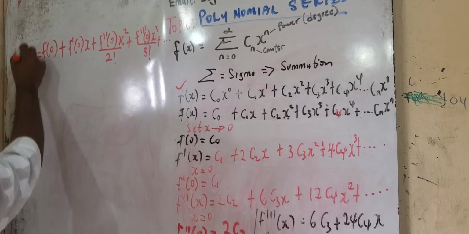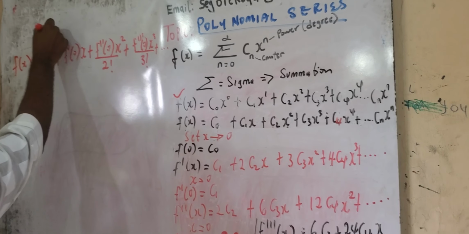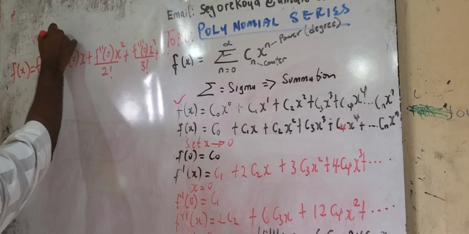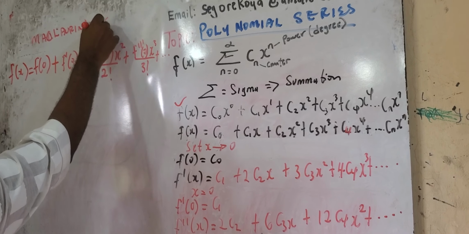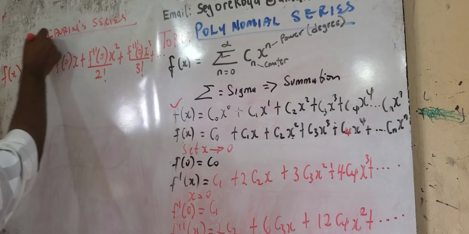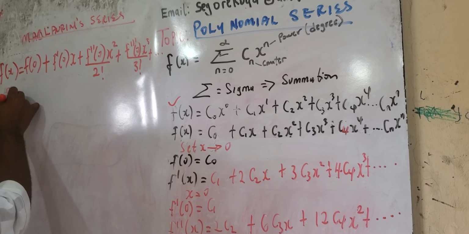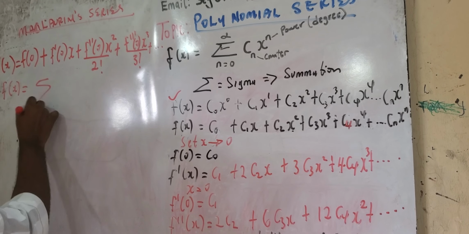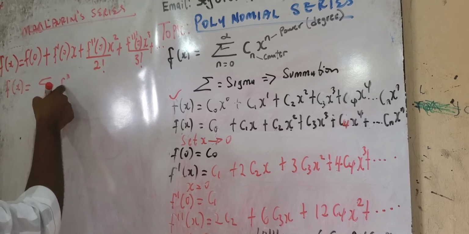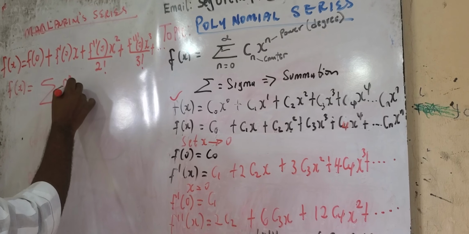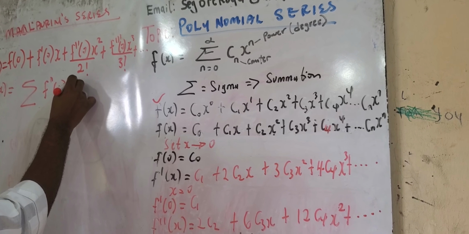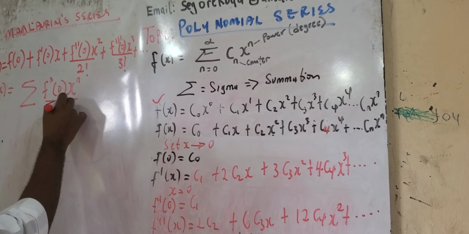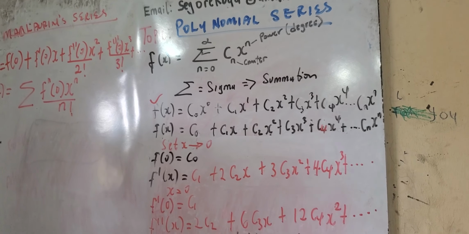And this expression is called Maclaurin's series. So this Maclaurin series can be written in a shorthand form as summation of the nth derivative of f at 0, then x raised to power n all over n factorial.